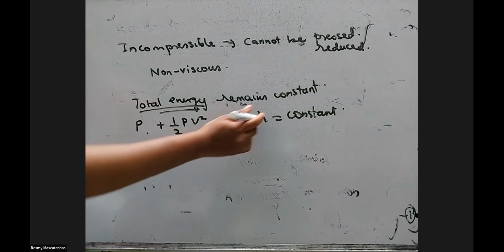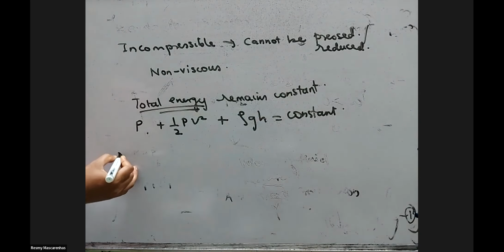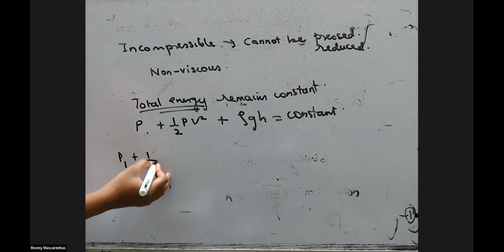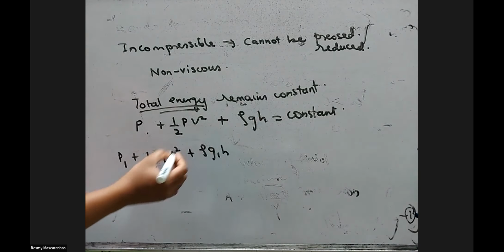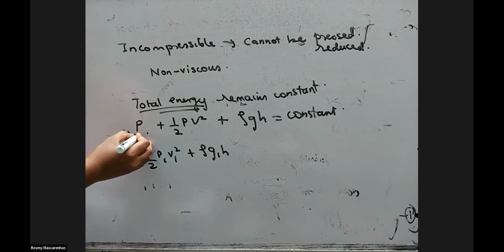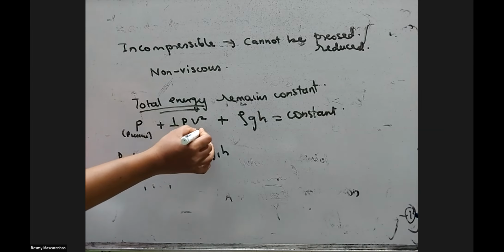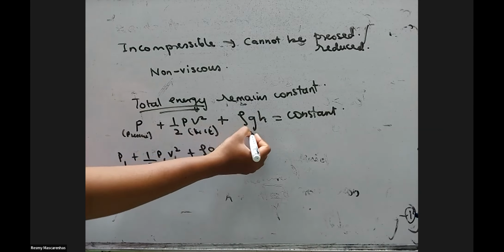This should remain constant. So at the start, I'll just use the letter 1, meaning the number 1. This is a pressure, this is a kinetic energy, and this is a potential energy.